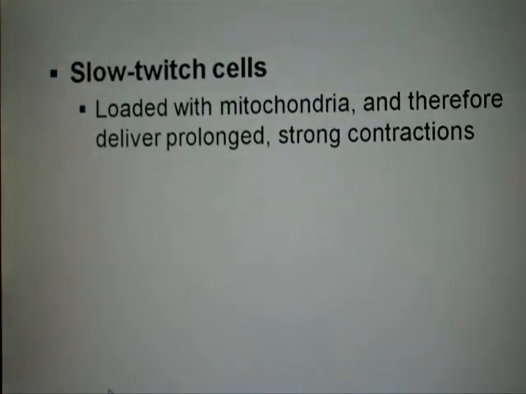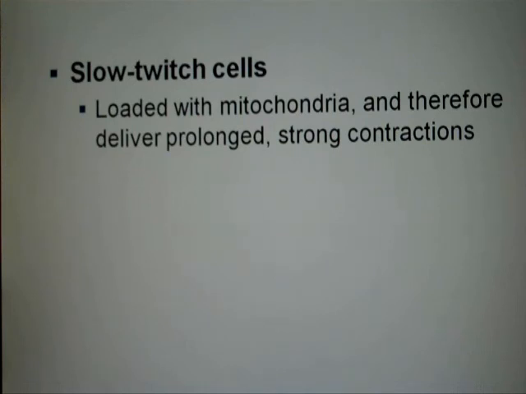Last thing, slow and fast twitch muscle cells. Slow twitch muscle cells are characterized by lots of mitochondria. Because they have lots of mitochondria, they can be involved in lots of cellular respiration, that is, aerobic respiration. So because there's lots of mitochondria, they can produce prolonged, strong contractions.